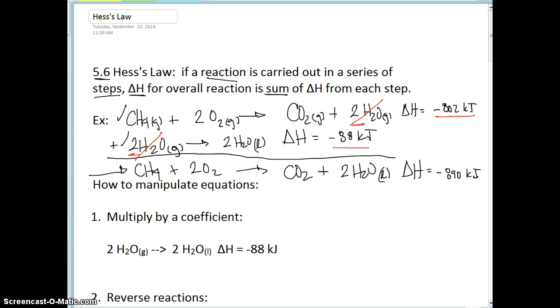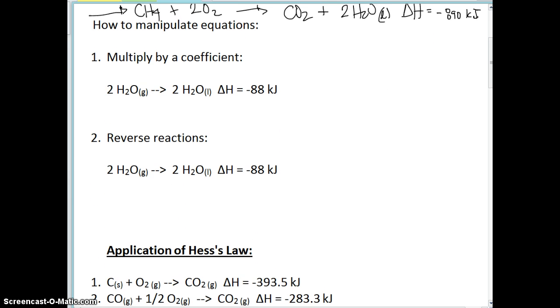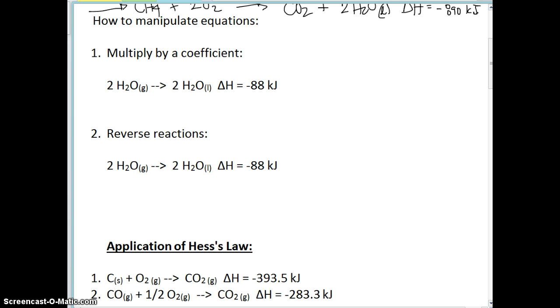Now, before we get into summing up these equations, we need to talk about how we manipulate these equations. There's a couple different ways we can manipulate these equations, and we sometimes have to manipulate equations just so that we can make our reaction come out how we want it to come out. We'll talk more about that in a minute.